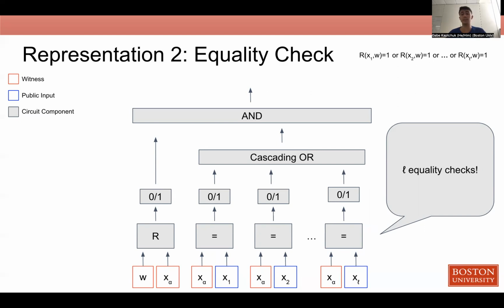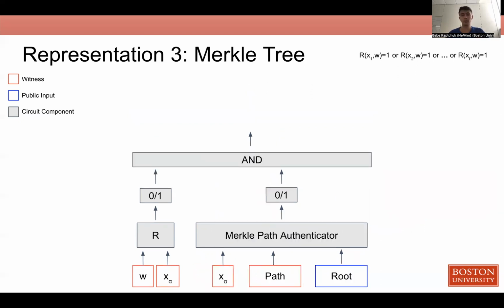What you'd really want is something that's sublinear in L. The way to get sublinearity in L for the general approach is to use some kind of accumulator, like a Merkle tree, in order to do the set membership check.